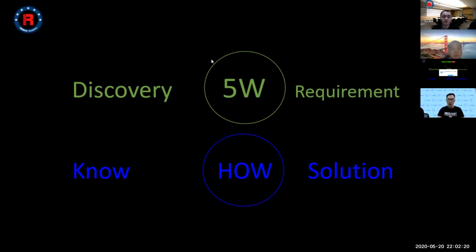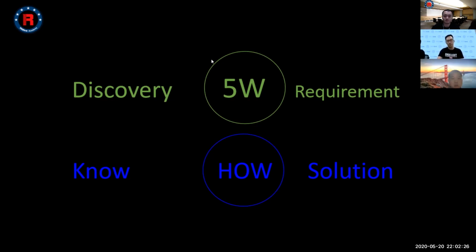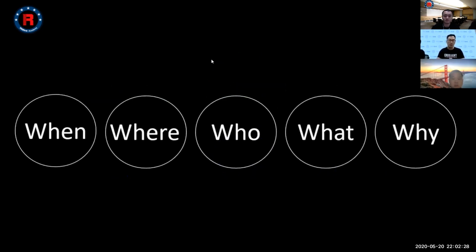You may ask, what is 5W? Just follow me, I will explain for you. 5W means when, where, who, what, and why. Let's find the answer and find the requirements together.